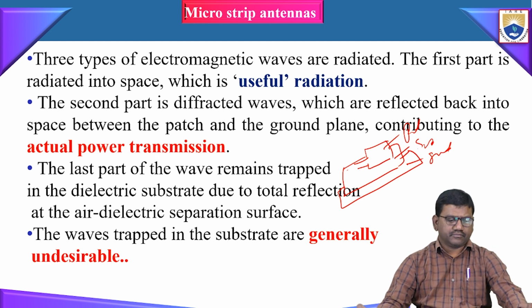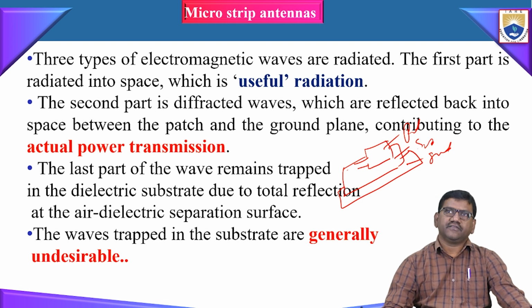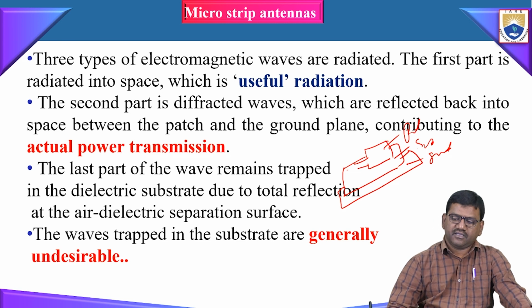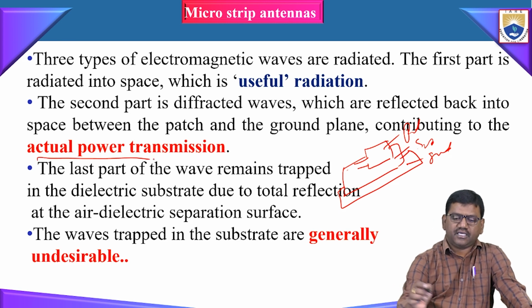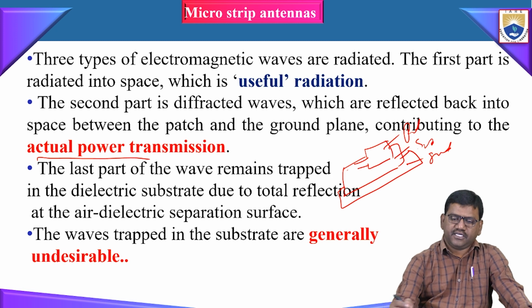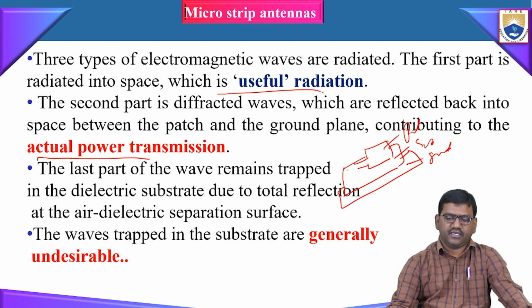And also, some amount of radiation will be blocked or sandwiched between the patch and the ground plane. So this is known as the actual power transmission. So the second part is diffracted waves, which are reflected back into space between the patch and the ground plane. And the first part is radiated into space, which is known as useful radiation.